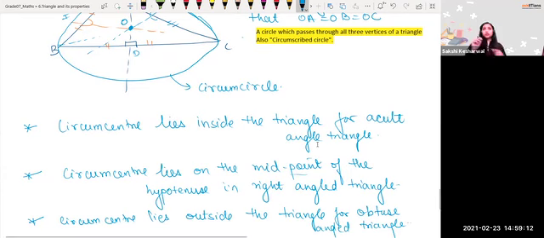So hopefully you have understood what we have discussed today. We have discussed medians, then altitudes, then angle bisectors, and then perpendicular bisectors, right? So let's do one question. Just one or two, not more than that.